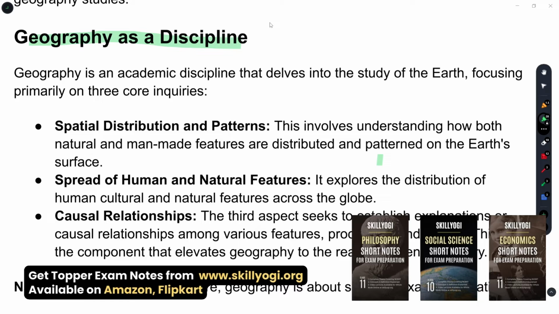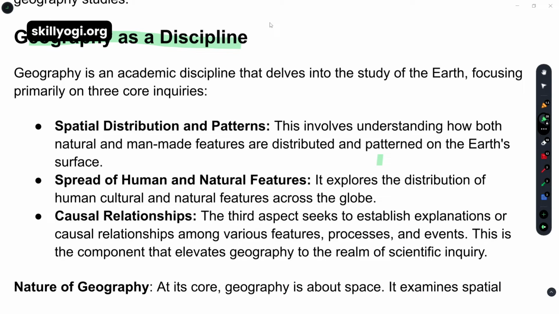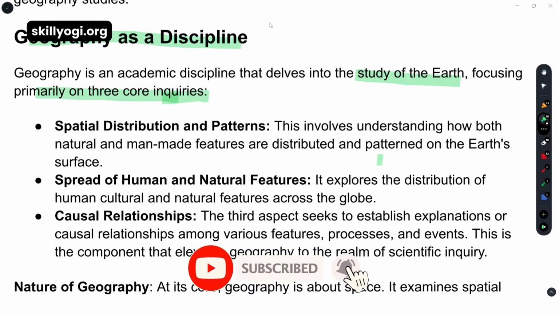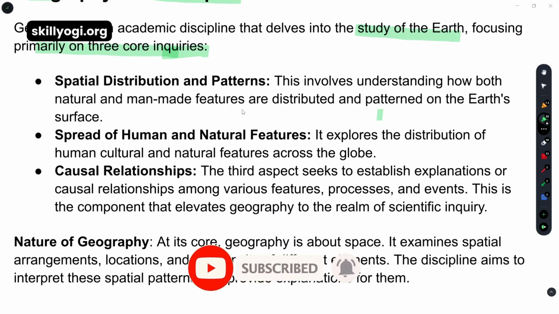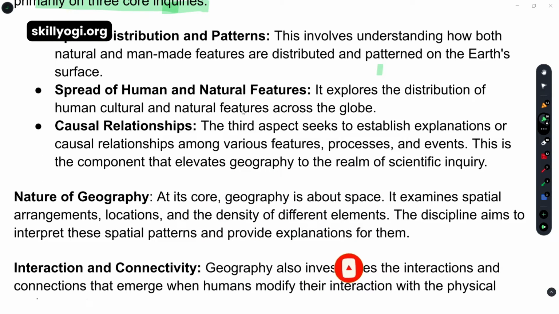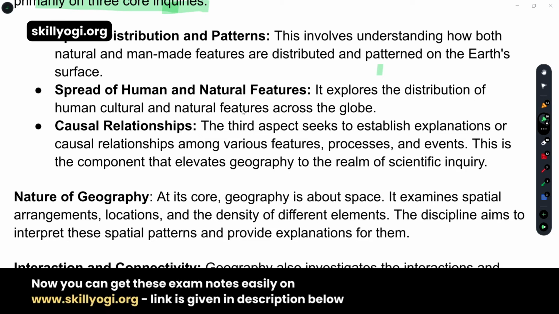Geography is an academic discipline that delves into the study of the earth, focusing primarily on three core inquiries. These are the inquiries, and the answers the subject geography is giving to us. The first one is spatial distribution and patterns. Spatial, I have already informed this term, means it's space related, the places, the locations of anything.